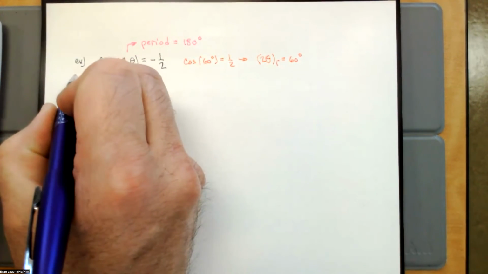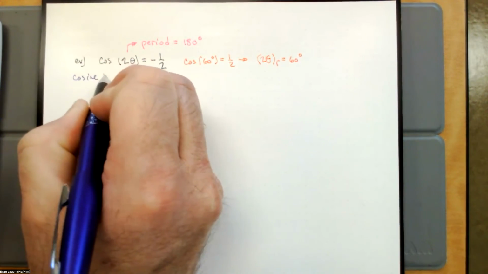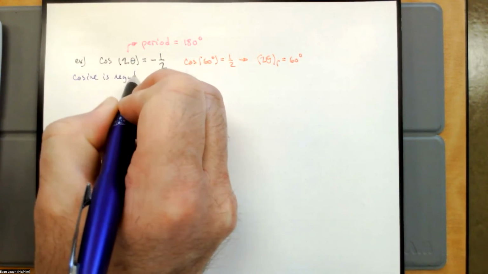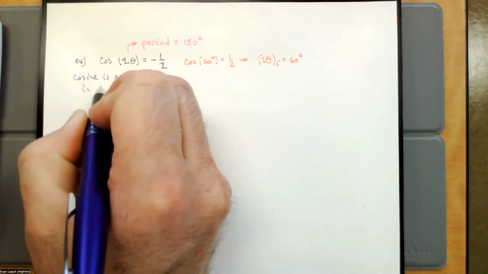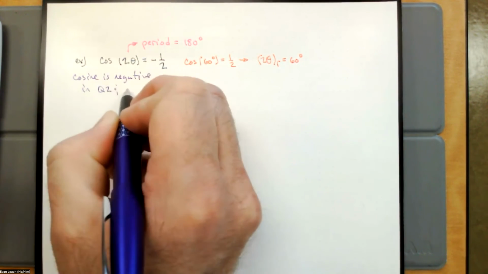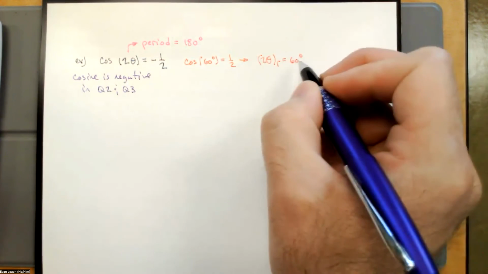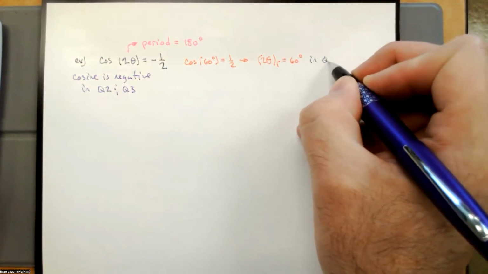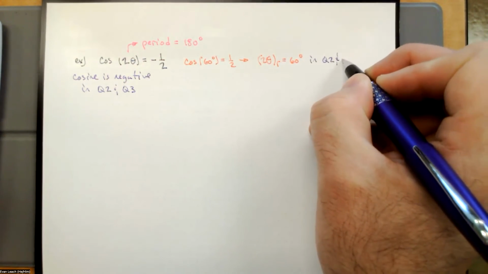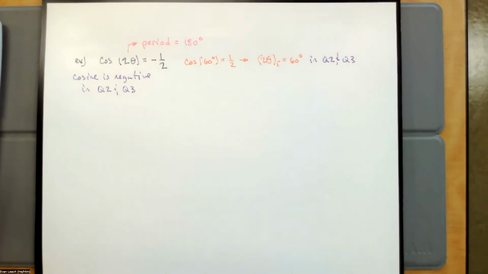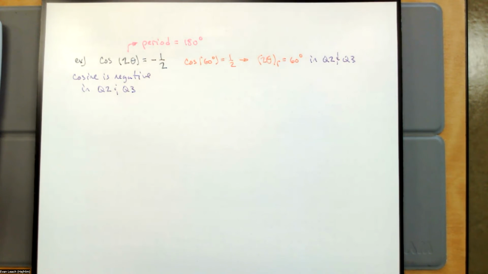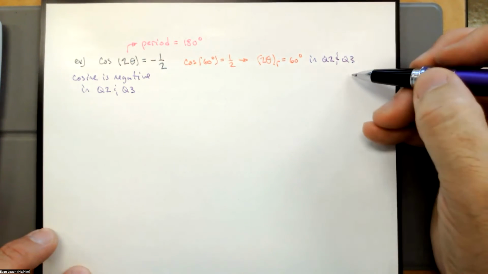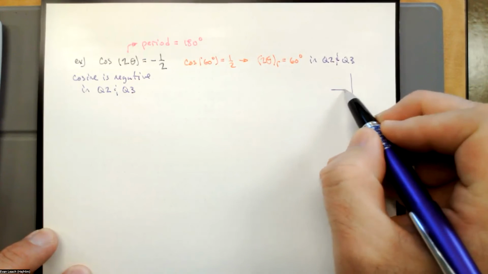Cosine is negative in our same quadrant 2 and quadrant 3. So I'm going to put this 60 degrees in quadrant 2 and quadrant 3. Note that I'm not putting theta in. I'm not ready to divide out the 2 yet. I'm going to put 2 theta into those 2 quadrants. So it's still going to be 60 in the second and third quadrants.